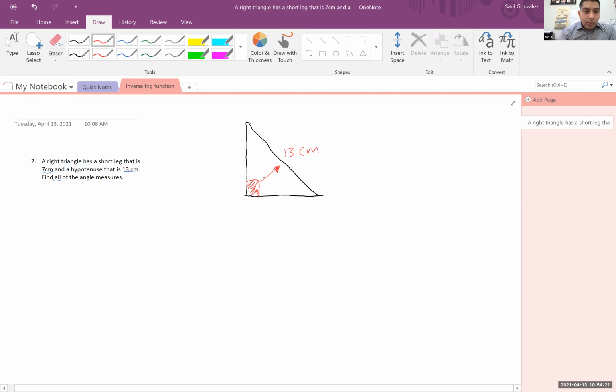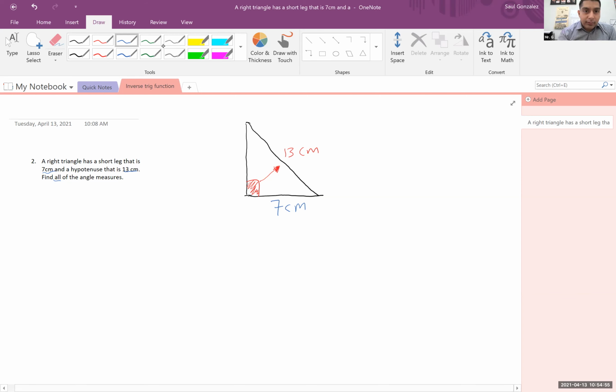And we're given that a short leg is 7 centimeters. So now we just have to decide which is the short leg. Now this is not really drawn to scale, so I'm just going to choose one side to be 7 centimeters. I'm going to choose, let's say this side right here, 7 centimeters. Now this problem is asking us to find all of the angle measures. Well, we know one is 90, this one right here in red. Now we are asked to find these other ones.